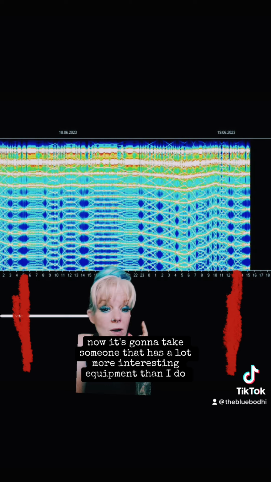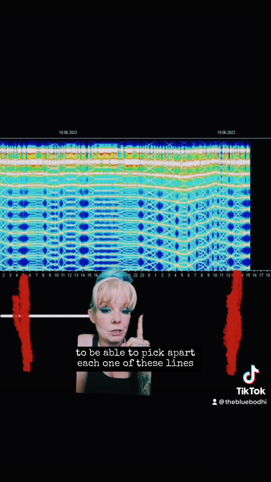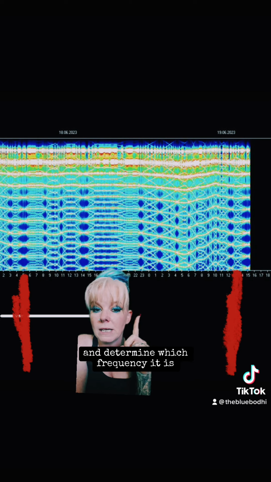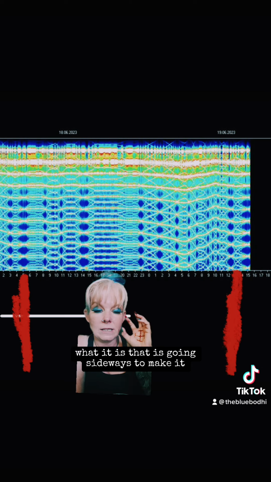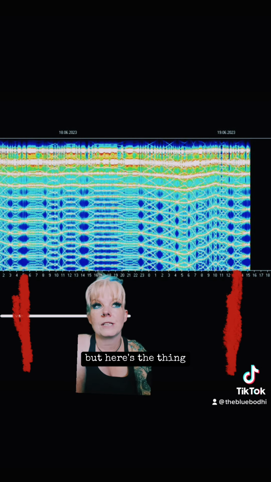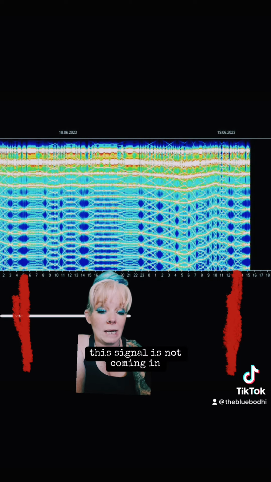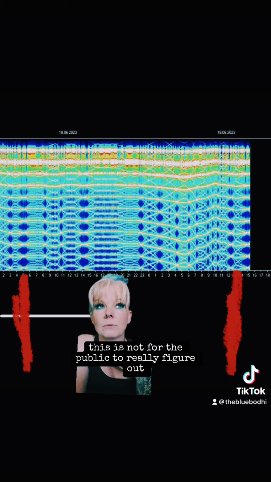Now, it's going to take someone that has a lot more interesting, in-depth equipment than I do to be able to pick apart each one of these lines and determine which frequency it is, what it is that is going sideways to make these interesting geometric patterns, etc. But here's the thing. Unlike Independence Day, this signal is not coming in, it's going out. So unlike Independence Day, this is not for the public to really figure out.